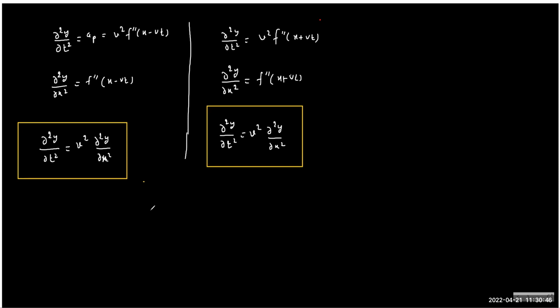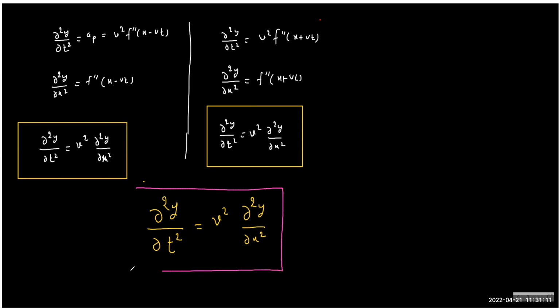So we can write del 2y upon del t square, which is the acceleration of the particle, is the square of the wave velocity into the second derivative of y with respect to x. Now v is called the velocity of wave, not particle. But del y by del t is called velocity of particle. This is called the standard wave equation, and although we derive it from the traveling wave, this is true for all sorts of waves. So whether we have a standing wave or any other wave, it will follow this pattern.